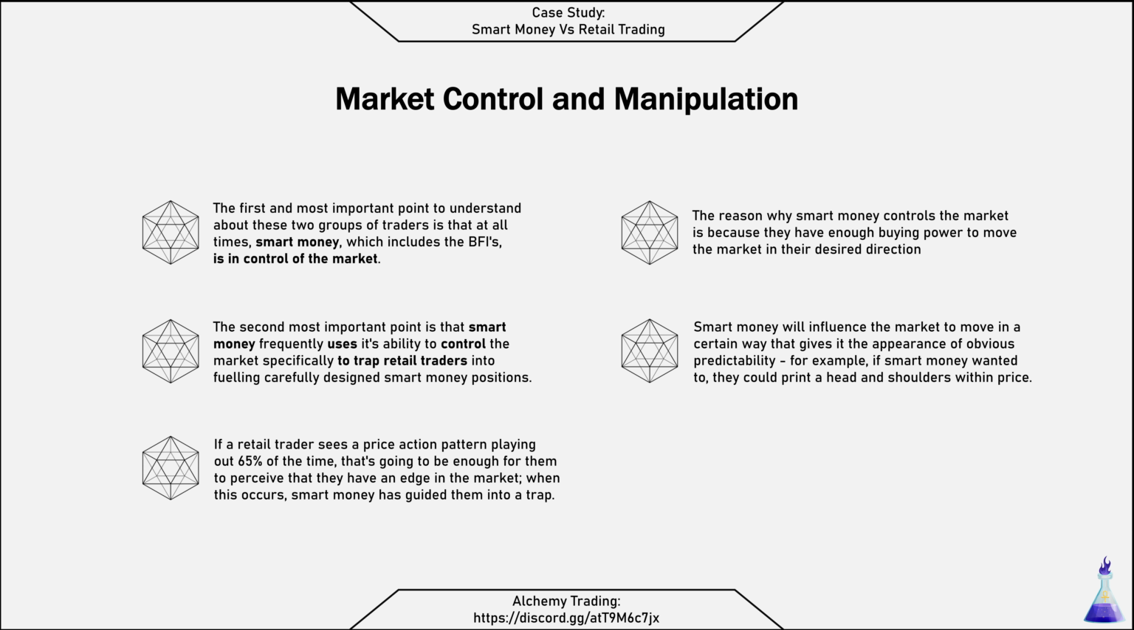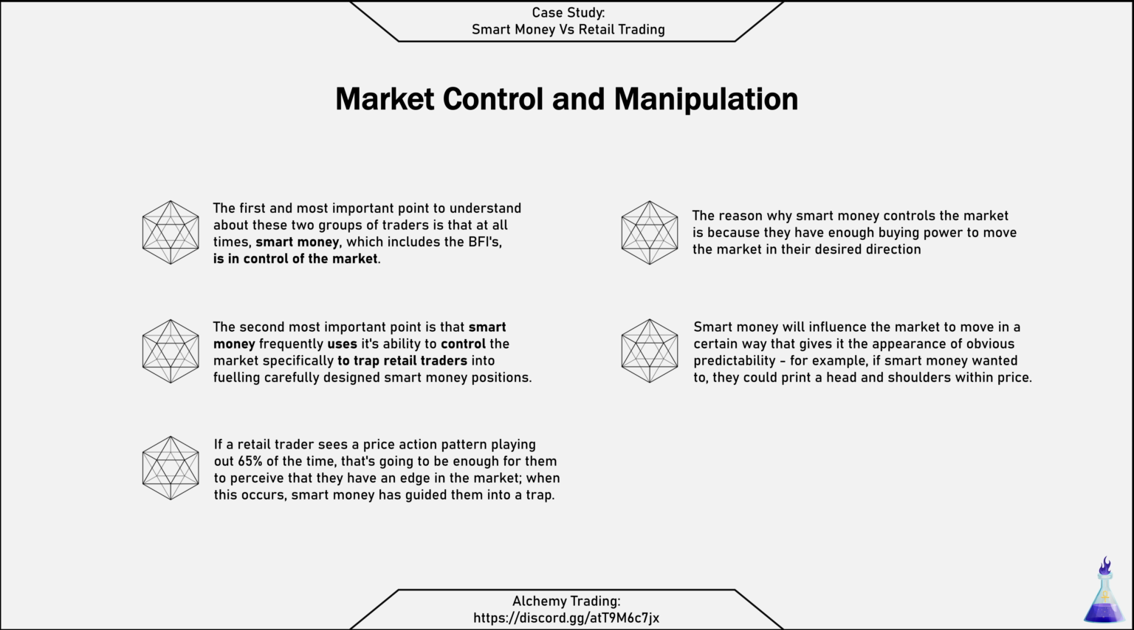When a retail trader comes to the market and sees a price action pattern playing out 65% of the time, that's going to be enough for them to perceive that they have an edge in the market. And when this occurs, smart money has very carefully guided them into a trap. It's actually extremely smart what they've done here. They know precisely how to appeal to the mass consciousness which is retail traders.